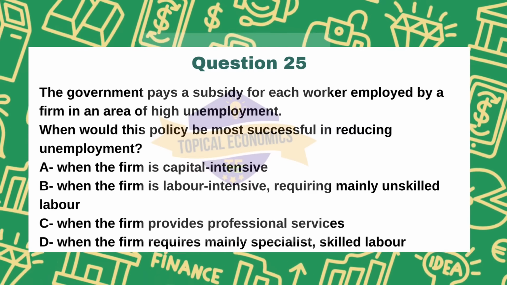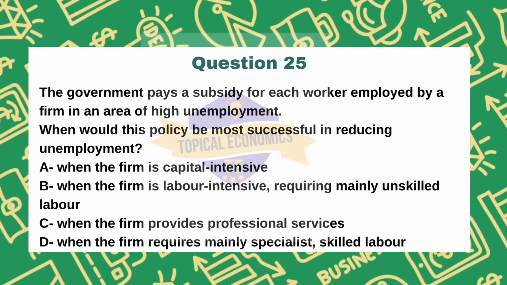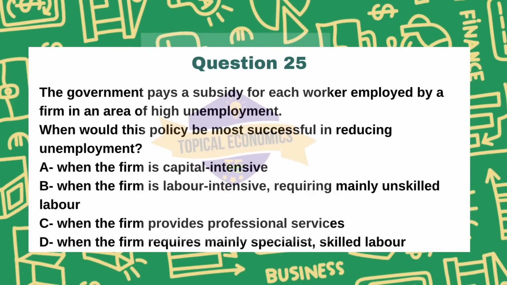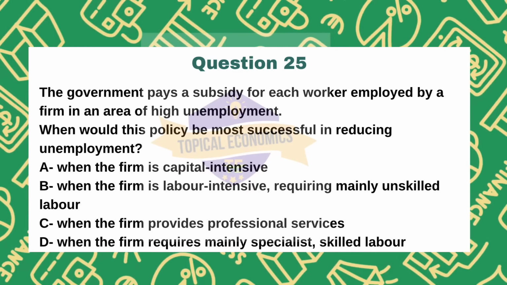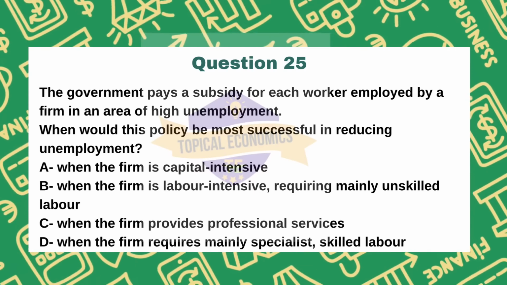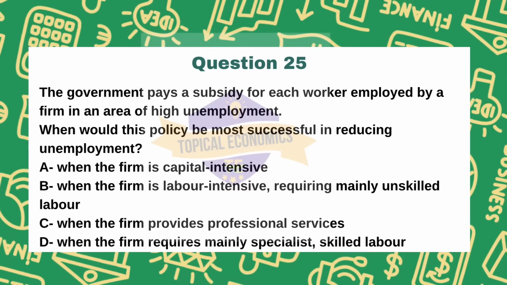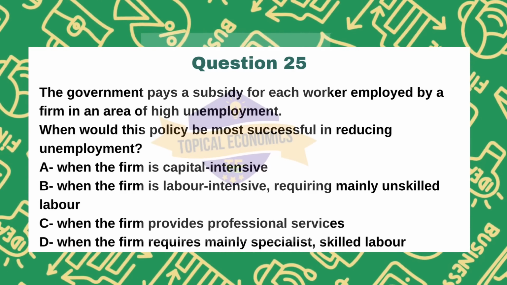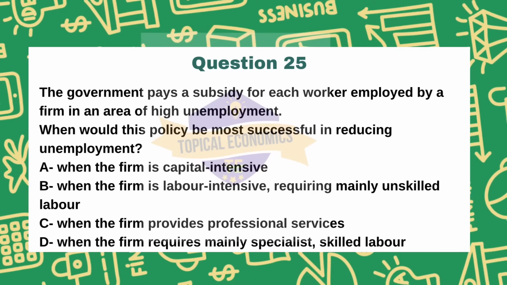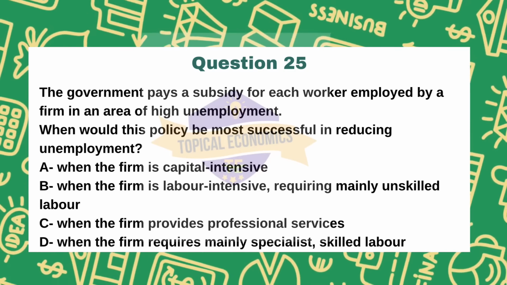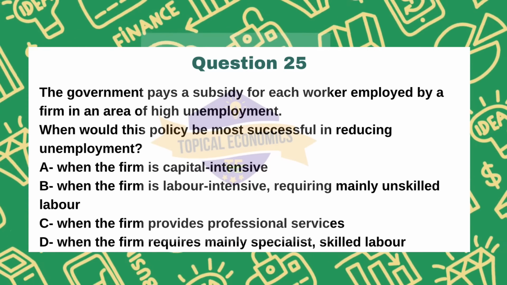Moving on to question 25. The government pays a subsidy for each worker employed by a firm in an area of high unemployment. When would this policy be most successful in reducing unemployment? A. When the firm is capital intensive. B. When the firm is labor intensive, requiring mainly unskilled labor. C. When the firm provides professional services. D. When the firm requires mainly specialist, skilled labor. The correct answer for this question is option B, when the firm is labor-intensive, requiring mainly unskilled labor.